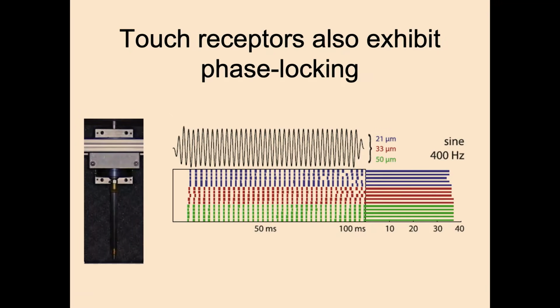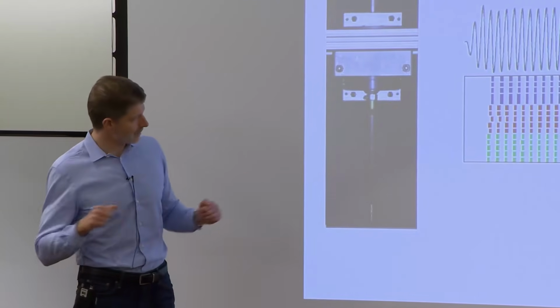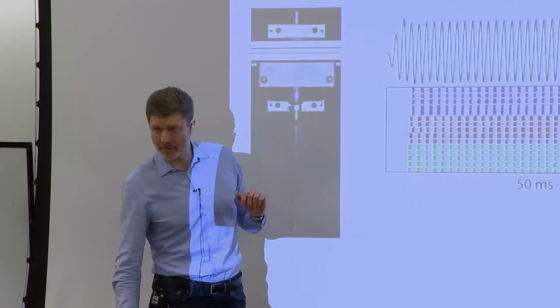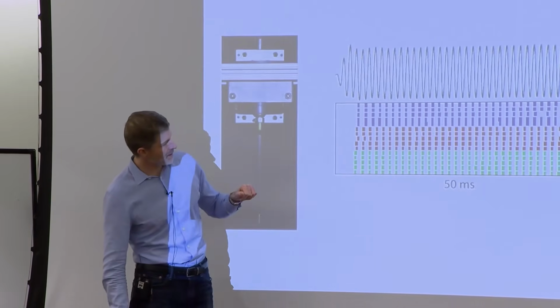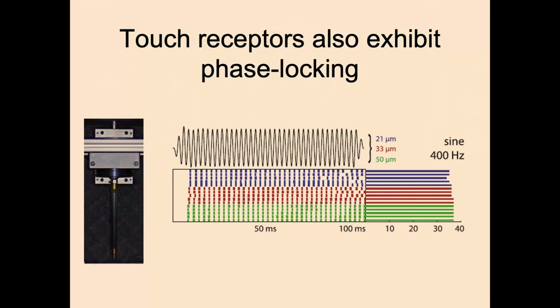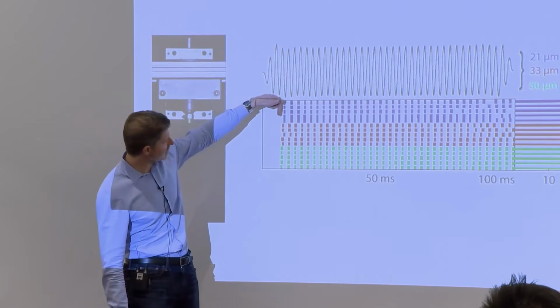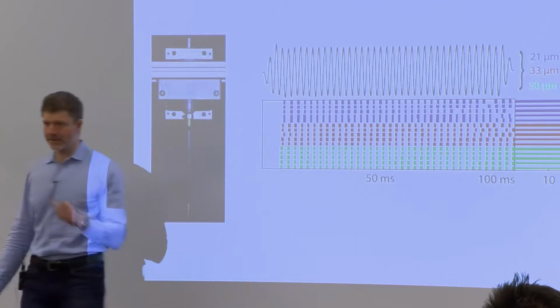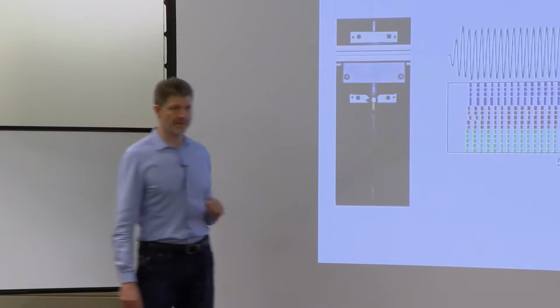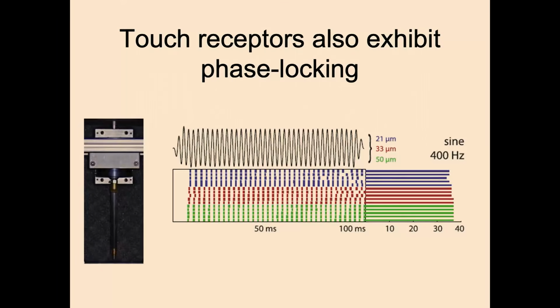So this is phase locking in touch receptors. We've got a sinusoidal stimulus. Here you can see the stimulator. It's like a little piston that just goes poke, poke, poke, poke, poke, moving back and forth sinusoidally. You can vary the amplitude of stimulation and the frequency. So this is a sinusoid at 400 hertz at 3 different amplitudes measured in micrometers. And this is a plot of action potentials. What you're supposed to take away from this is that the action potentials here are time locked to the stimulus. So this is phase locking, a lot like what you would see in the auditory nerve. So there's some temporal information in the response.